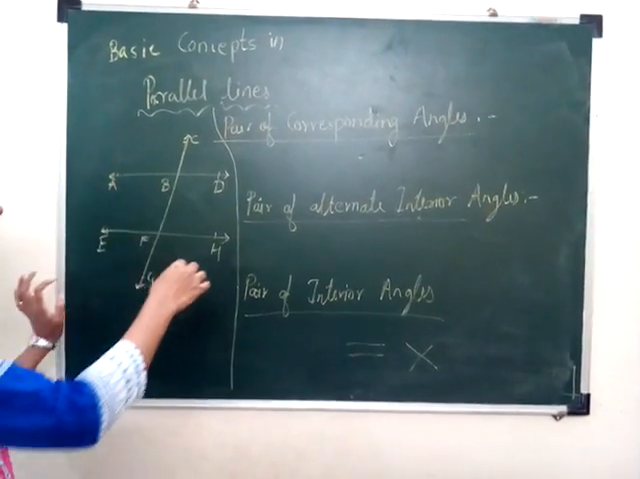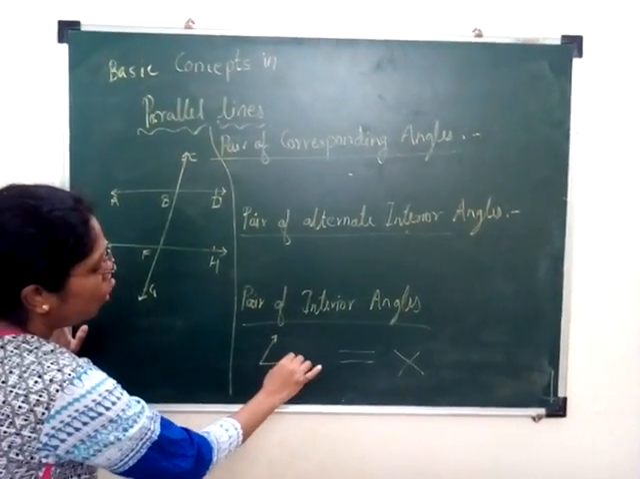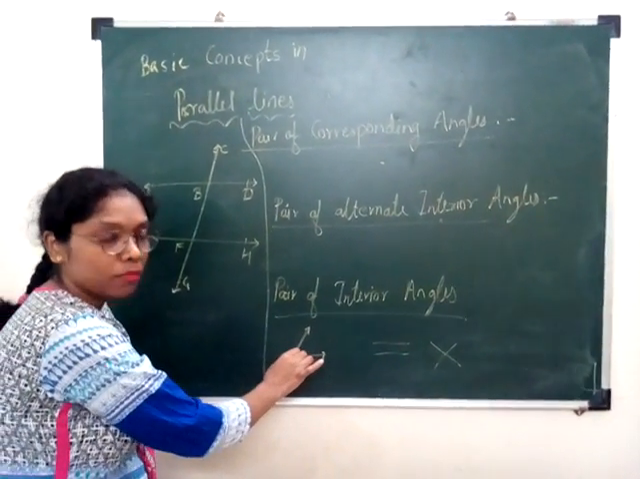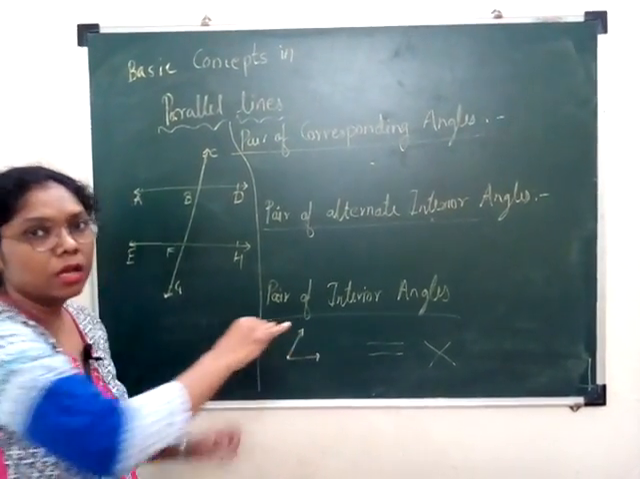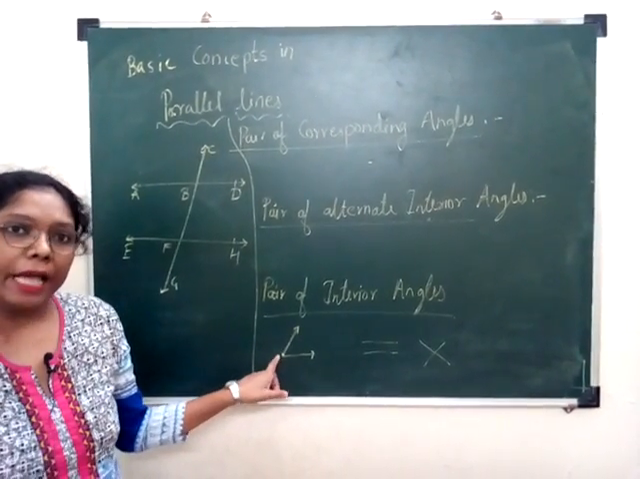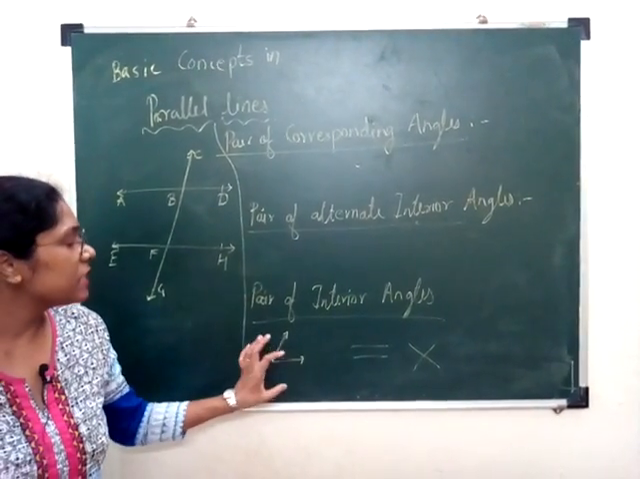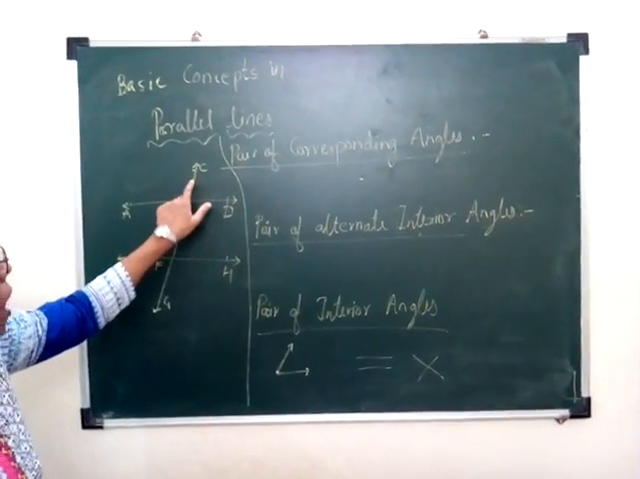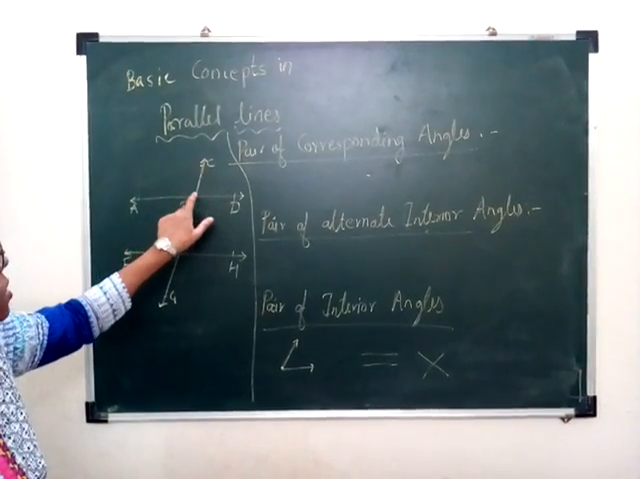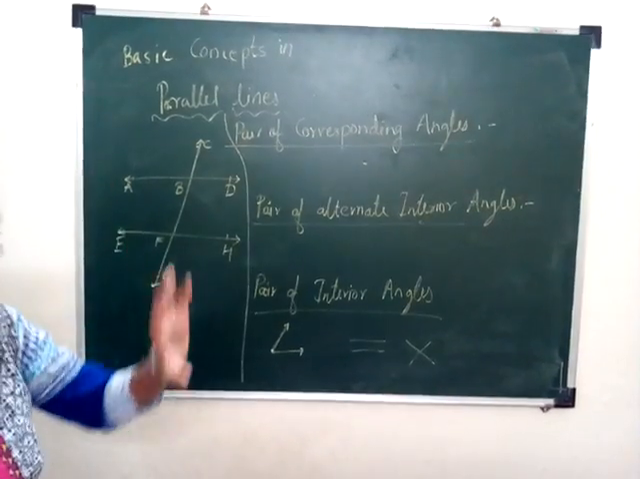So can you see the angle? We all know what an angle is. An angle is the one which will have two arms and one vertex. Whenever you see two arms and one vertex, it will be called an angle. So wherever you see two arms, one vertex, it's an angle. All these are angles.